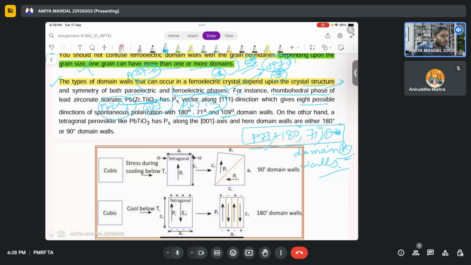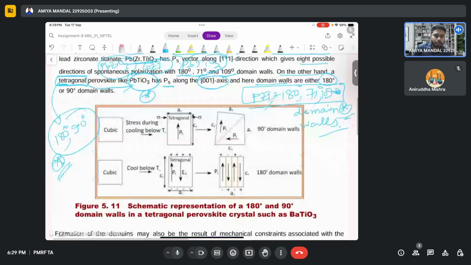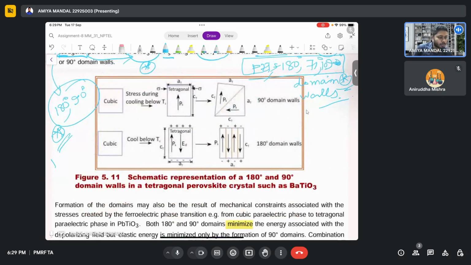Okay. On the other hand, a tetragonal perovskite structure, just like lead titanate, has PS along the 001 axis, and here domain walls are either 180 degree or 90 degree. That is also very important. So you must learn about the tetragonal structure: in the tetragonal structure, 180 degree and 90 degree domain walls are formed, and in the rhombohedral structure, 180, 71 and 109 degree domain walls are formed.